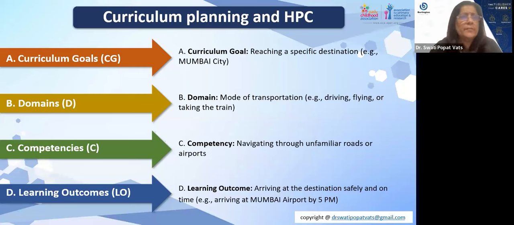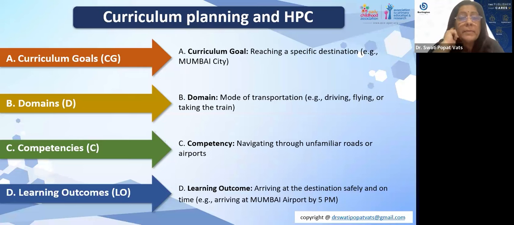Now, there are some words given in the HPC, in the NEP, and they are curriculum goals, domains, competencies, and learning outcomes. So you will constantly see these words being used. And a lot of people have explained these words, but to make it even simpler, let's use an analogy. What is a curriculum goal? A curriculum goal is reaching a specific destination. Say, I want to go to Mumbai. That's my goal. I want to teach my child how to write. That's my curriculum goal. I want to teach my child how to share with others. That's my curriculum goal. I want to reach Mumbai city.